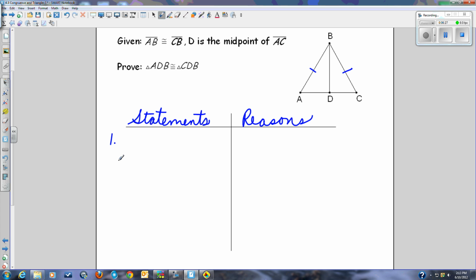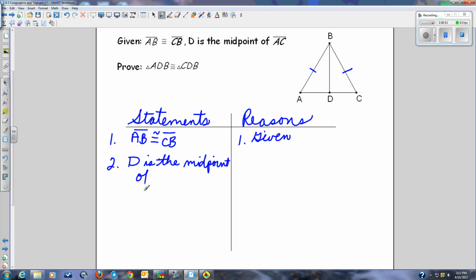So let's start by writing down our given information. We're given that AB is congruent to CB, and the reason is it's given. Our next statement is that D is the midpoint of AC. The reason is it is given. That was just information that we had.